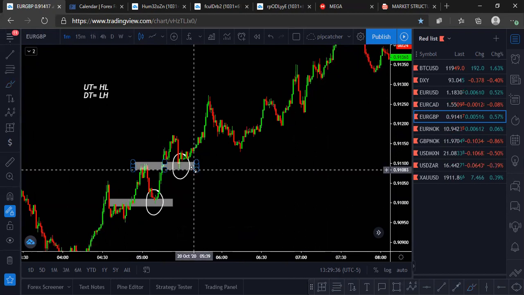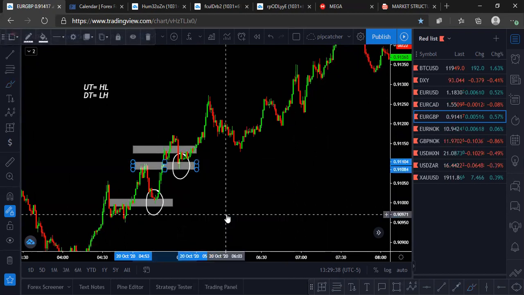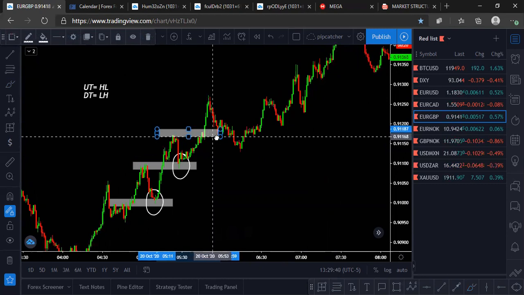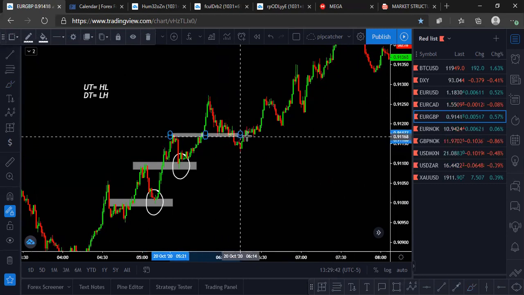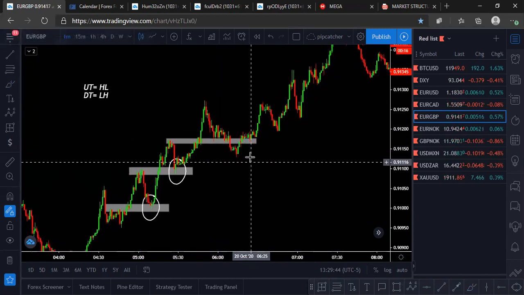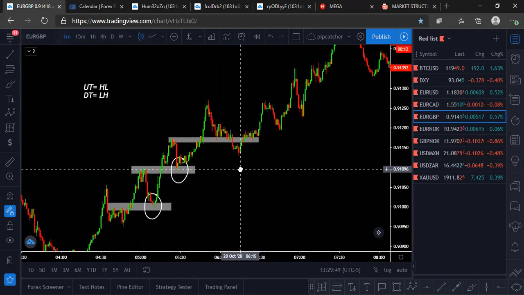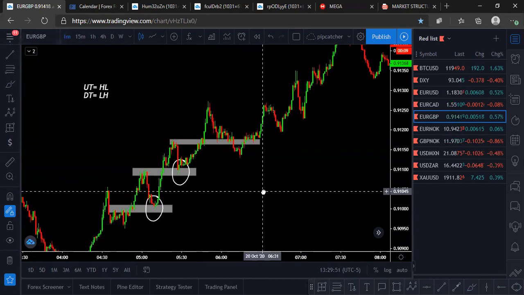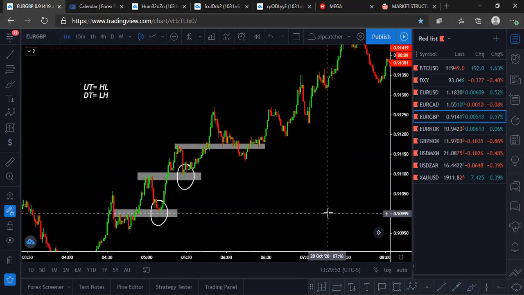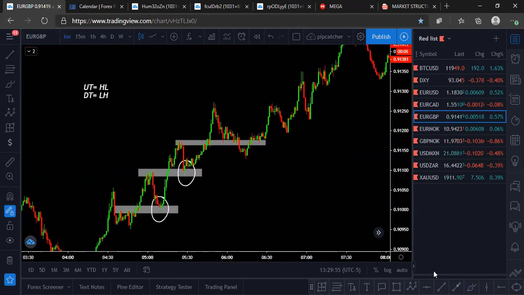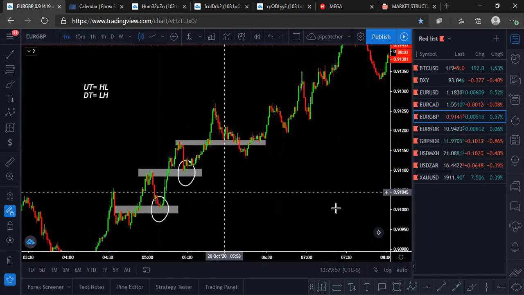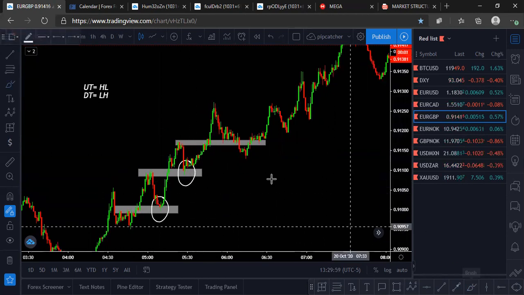So what would we be anticipating? We would be anticipating price to get back into this zone here. Now, yes, there was a little dip below this area, and that's perfectly fine. You should understand that the market is not going to move as perfectly as you want it to every single time you get in the market, okay?